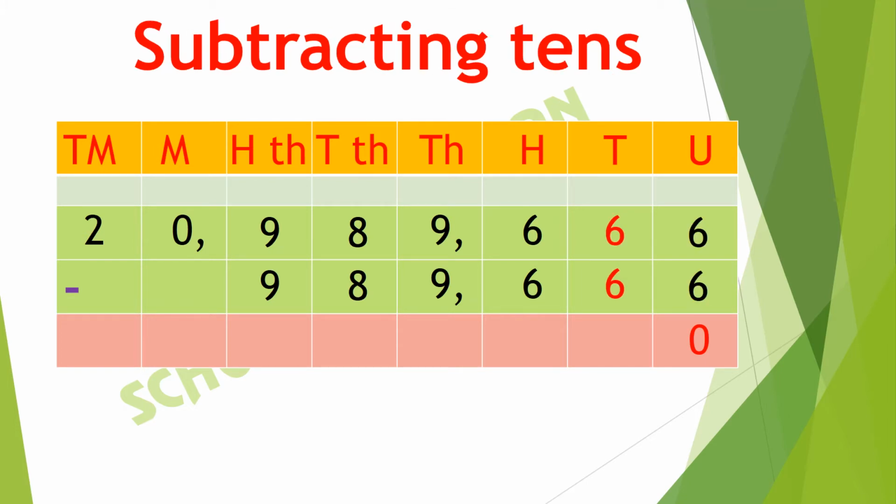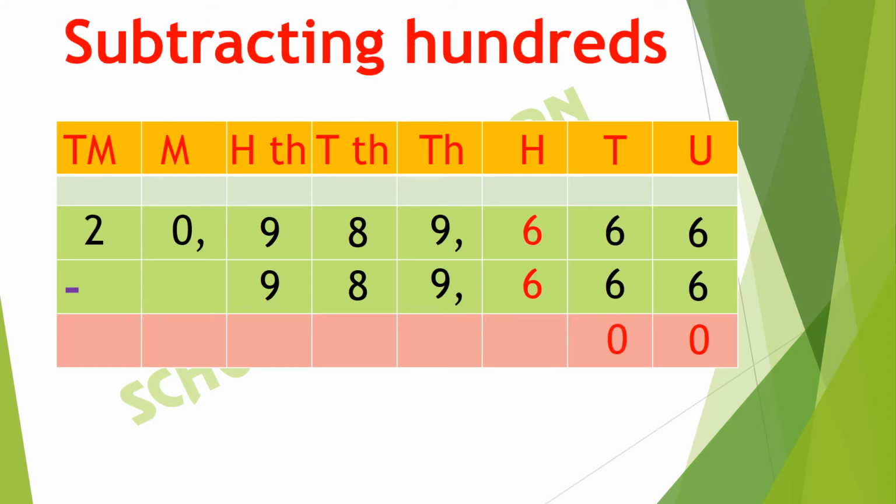After the subtraction of units, we will move towards the 10. Here we can see that we have to subtract 6 units out of 6 units. It means we have 0 left. After this subtraction of tens, we will move towards the subtraction of hundreds. In the hundreds column, we can see that we also have to subtract 6 units out of 6 units. It means we have 0 left here.